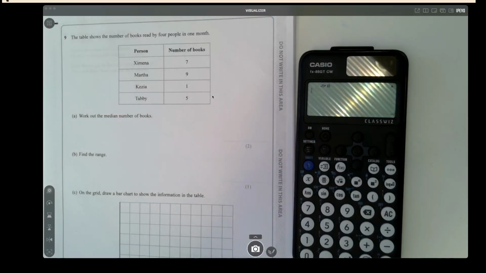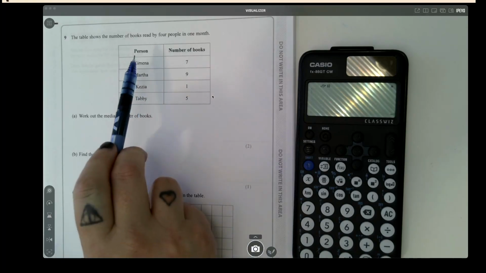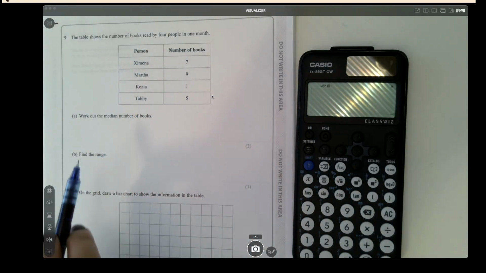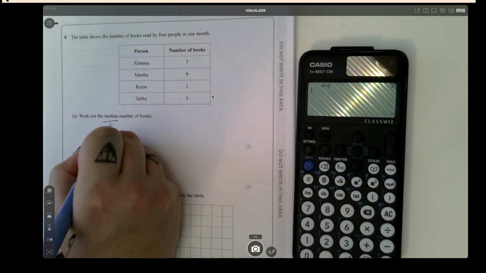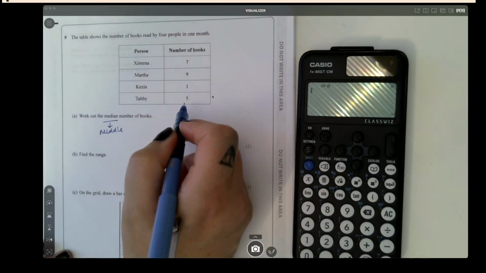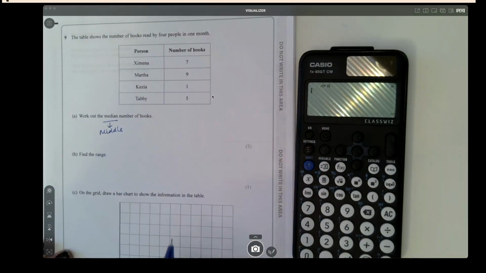Question 9. The table shows the number of books read by 4 people in 1 month. So we've got our 4 people and the number of books they read. Work out the median number of books read. So the median is the middle. So I'm going to write the numbers in order from smallest to biggest and then find the middle number.